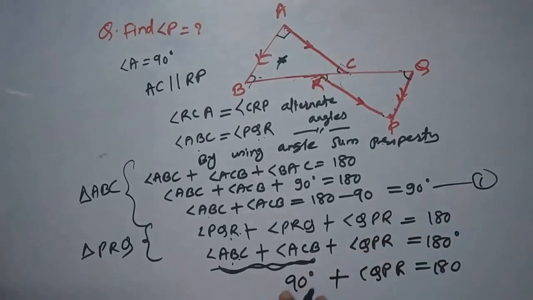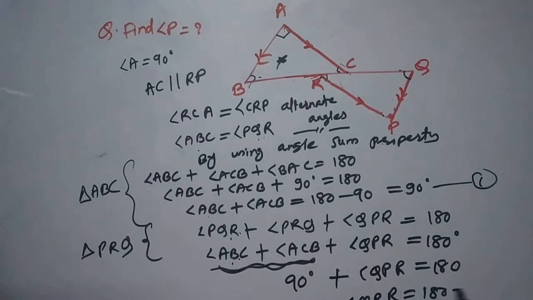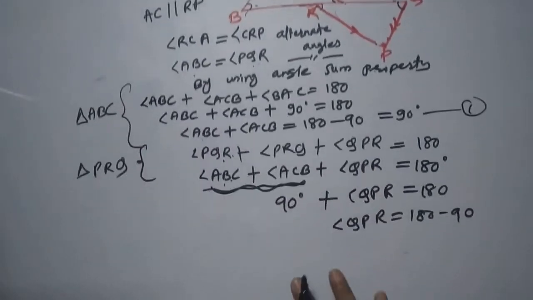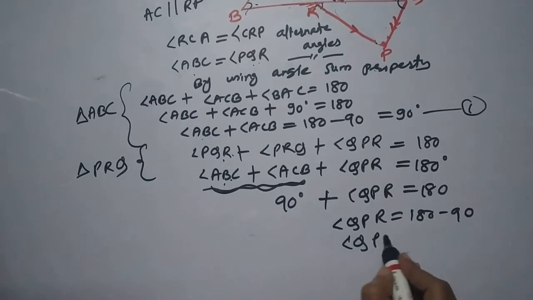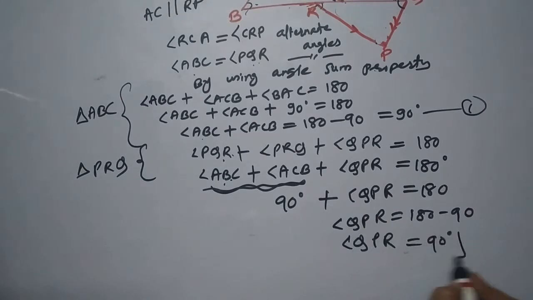From equation 1 I have written. So angle QPR is going to be 180 minus 90. So angle QPR, we got a 90 degree here. In this way, simple.